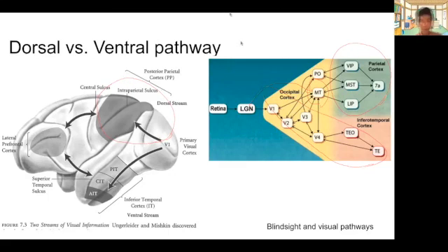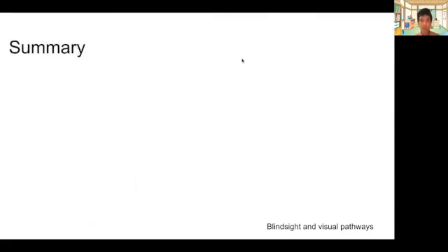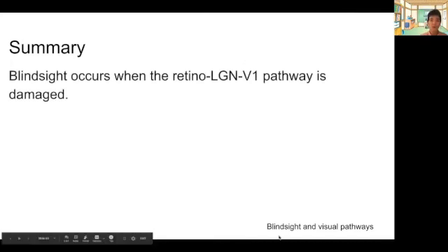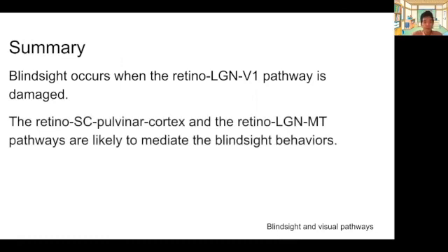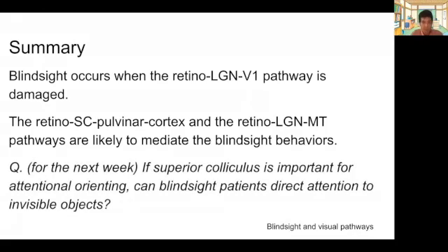That's one schematic. Okay, in summary, the last part of this lecture talked about how blindsight occurs when the retina-LGN-V1 pathway is damaged, and the retina-superior colliculus-pulvinar-cortex and the retina-LGN-MT pathways are likely candidates for blindsight behaviors. And then eventually these behaviors are mediated by the parietal dorsal pathways. So the question is, if the superior colliculus is actually important for attention, can blindsight patients still demonstrate normal attention to objects they claim are invisible? That sounds like a weird question, but we are going to cover this next week.